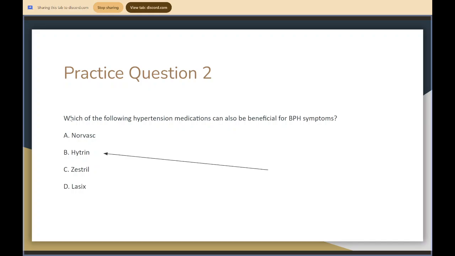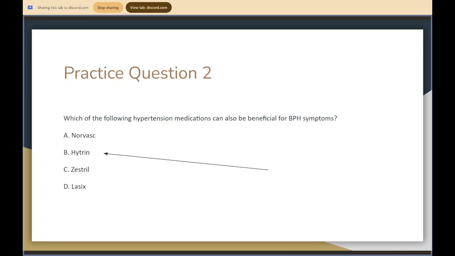All right, so the correct answer is B, which is Hytrin. Hytrin is terazosin, which is an alpha blocker, and it can be beneficial for both hypertension and BPH. In fact, the alpha blockers are mostly only used if the patient has BPH and hypertension.